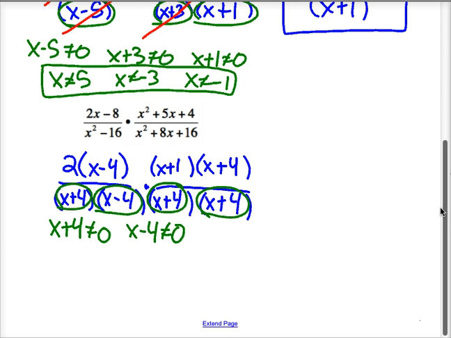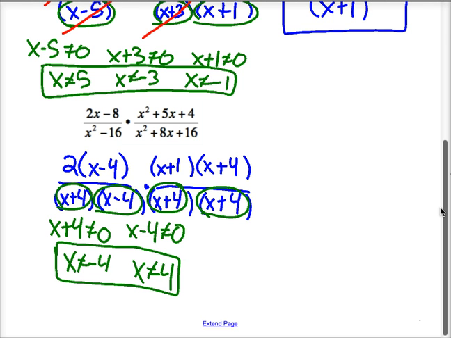All right? So once you have it written once, you're good, because all that matters is it can't be negative 4 and it can't be 4. It doesn't matter how many pieces there are of those in the denominator. All that matters is that they get stated.